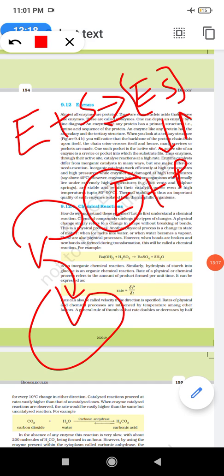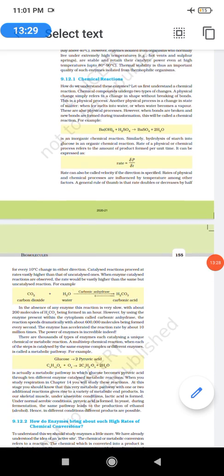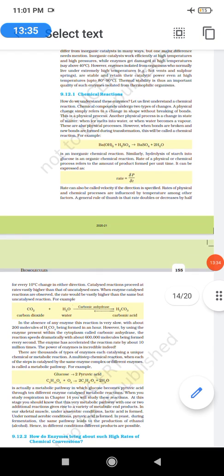So enzyme basically is not taking part in the reaction but helping for the reaction to go ahead. Okay. So there are various chemical reactions, and there are various kinds of enzymes. Okay. So next, coming to the chemical reactions.